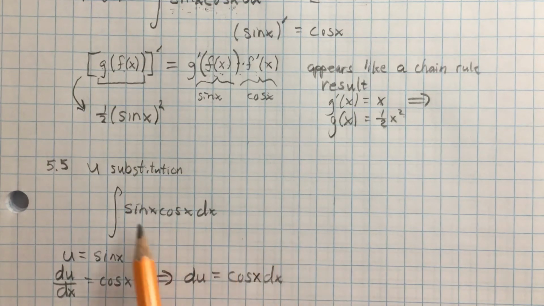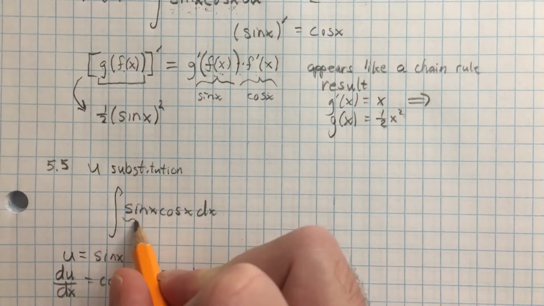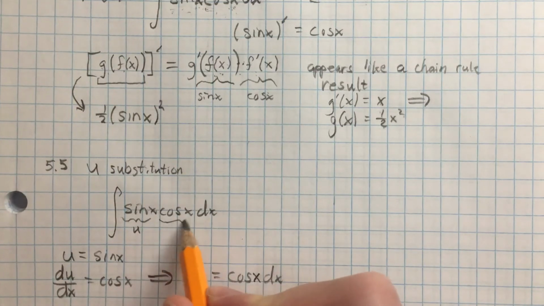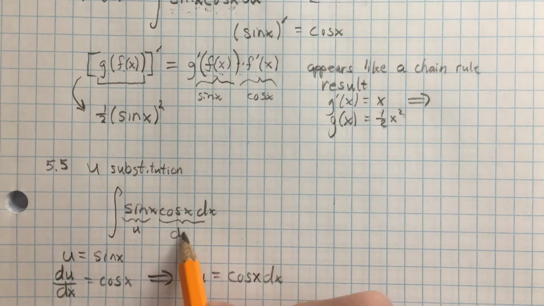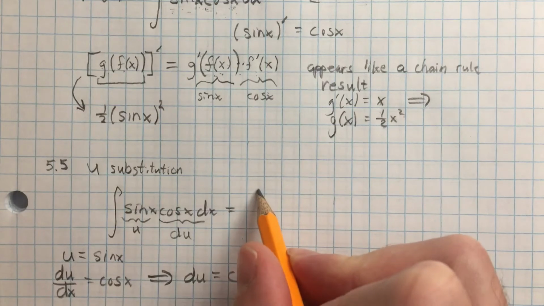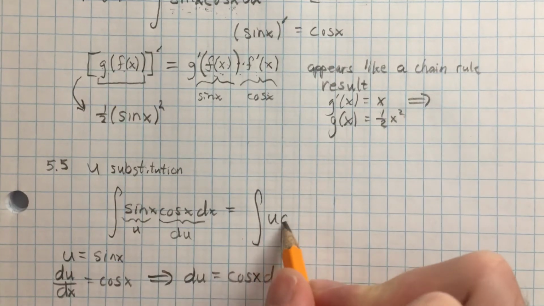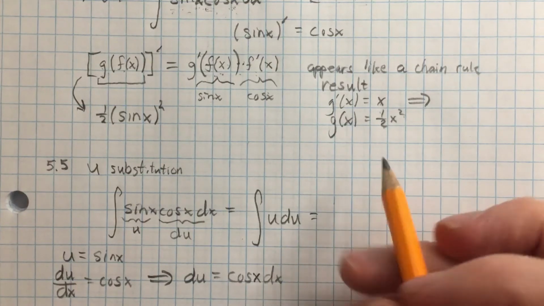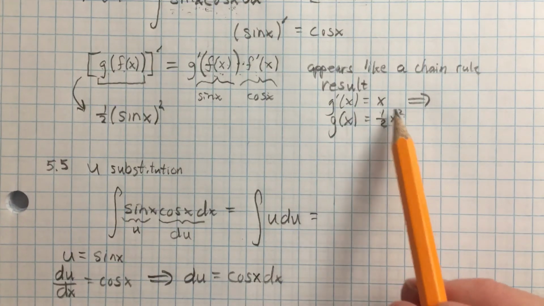So now I'm going to replace all of the expressions in x here with expressions in u. So this one, sine x, is the original substitution itself, u, and this whole expression here, cos x dx, is du. So therefore, this is the same as the integral of u du, which of course is 1/2 u squared, like we were talking about before. Here it is, there's my 1/2 x squared.